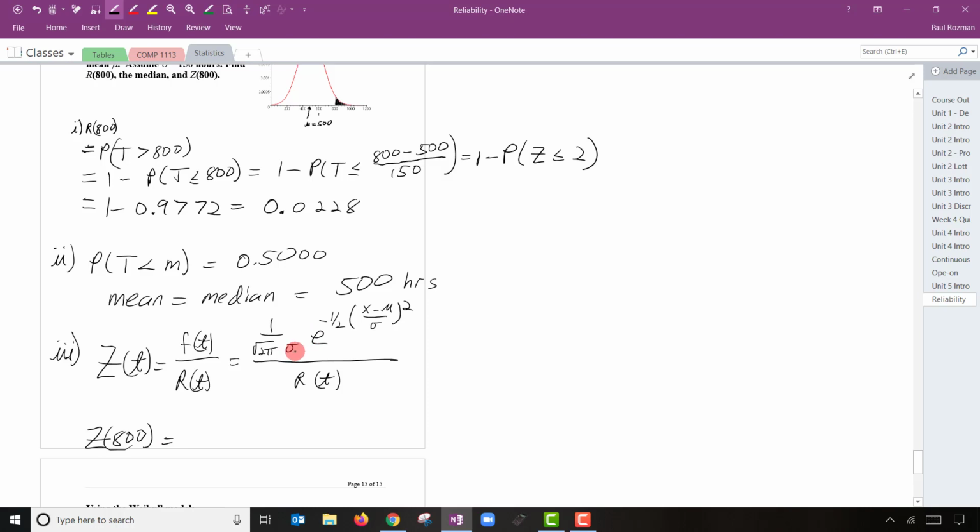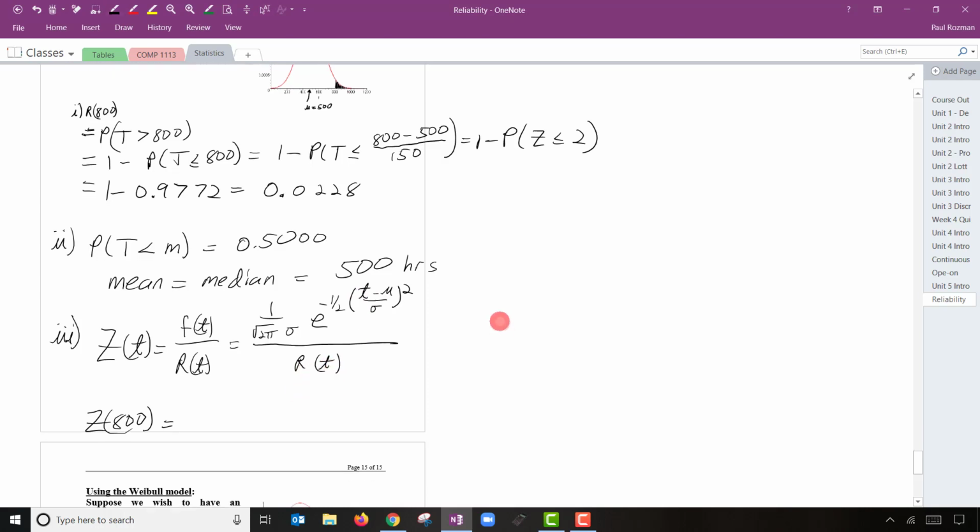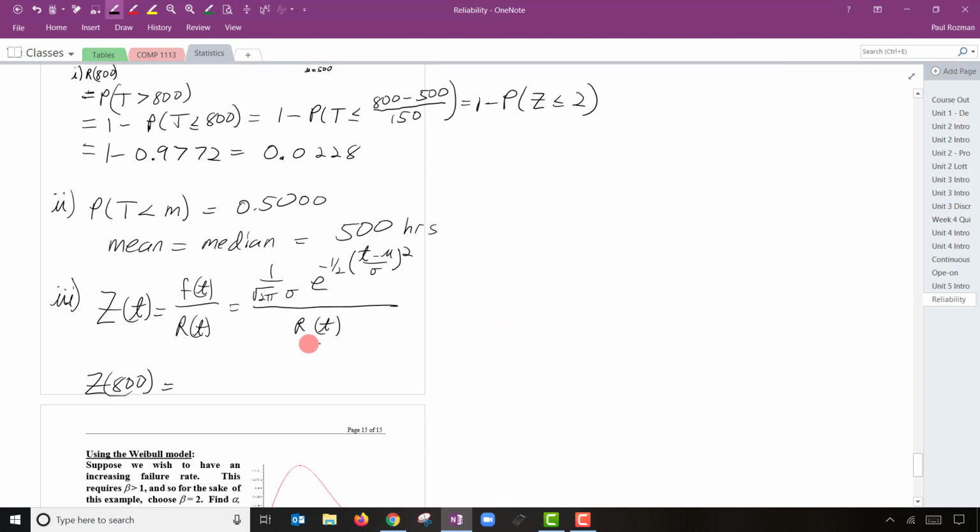We know what sigma is. We know what mu is. Our x or t, I guess I should have maybe written a t there instead of x, since that's our variable. T. And then divide it by the reliability at 800 hours. So luckily we already know the reliability at 800 hours. We know R of 800 from up above. So that's that 0.0228. And then the numerator is just that ugly thing.